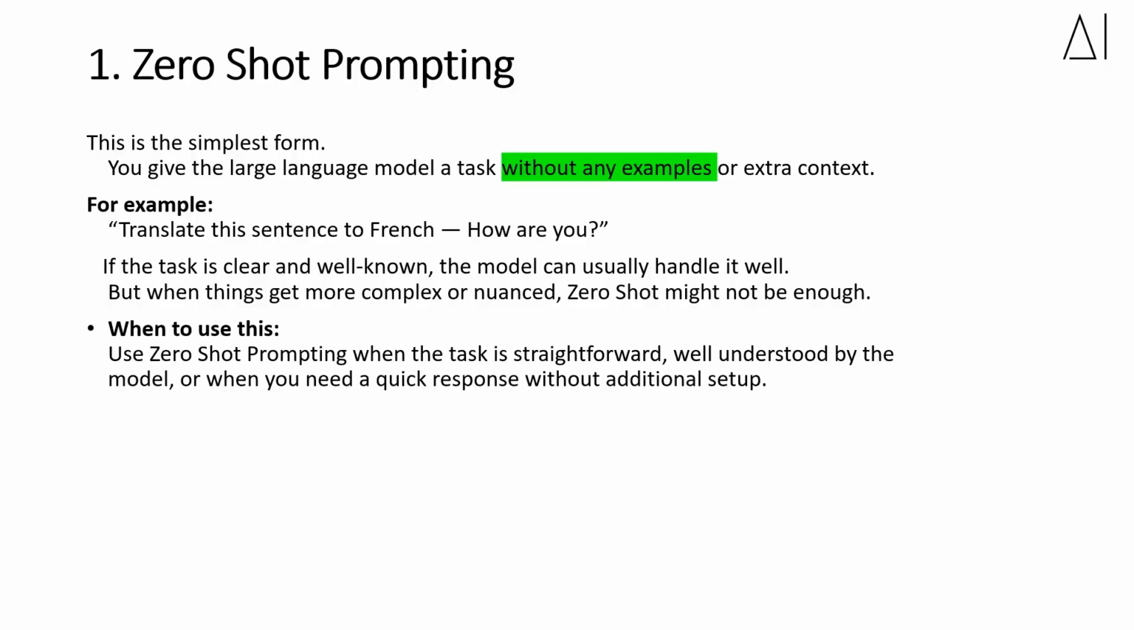This is the simplest form. You give the large language model a task without any examples or extra context. For example, translate this sentence to French, "How are you?" If the task is clear and well known, the model can usually handle it well. But when things get more complex or nuanced, zero-shot might not be enough.